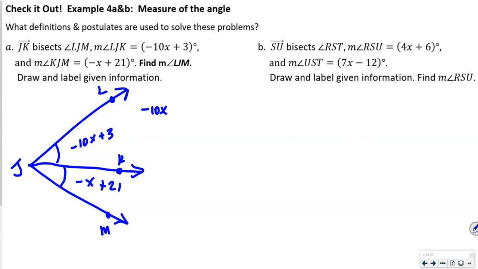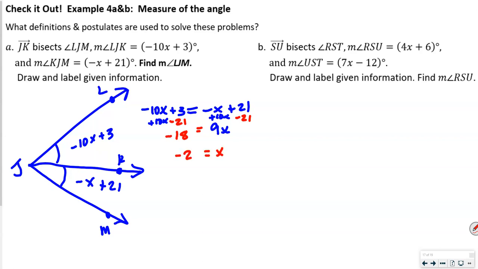So negative 10x plus 3 is equal to negative x plus 21. Okay, so I'm going to add 10x to both sides. That's going to give me 9x over here. I'm adding 10x and adding 10x, okay? And then I'm going to subtract the 21 here and subtract the 21. I don't know that it really matters how we did this one. So this is going to be 18, negative 18 actually. So x is equal to negative 2.